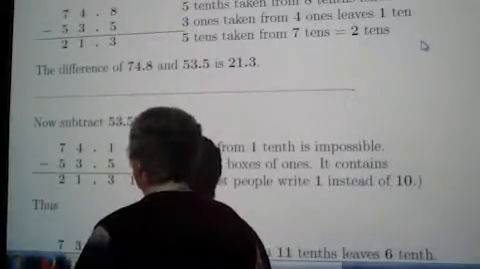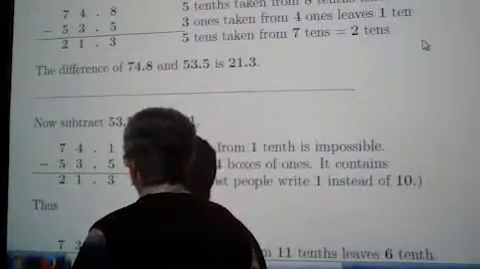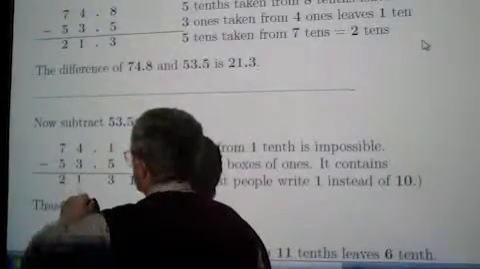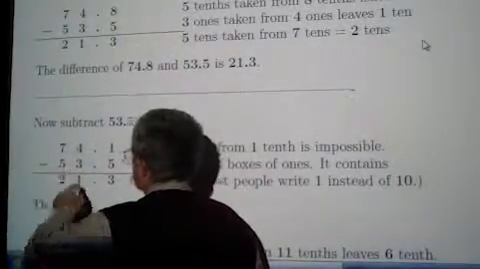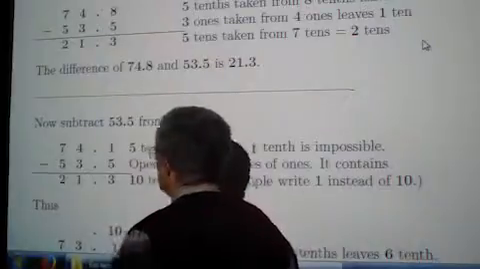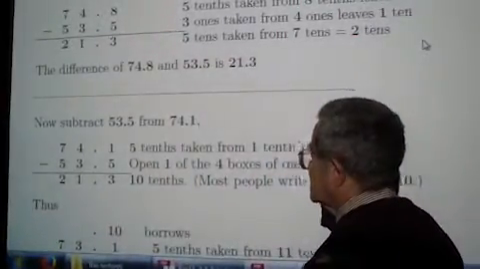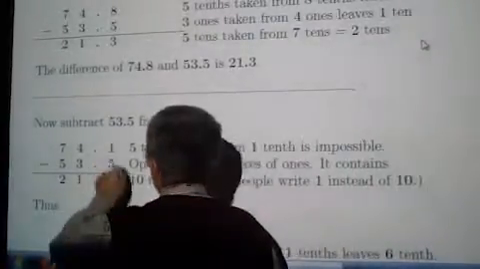And I borrowed, so that 4 is a 3, that should be a 0, and that 2 should be a 1. Something doesn't look right here, because when I add these two, I should get the number on top.